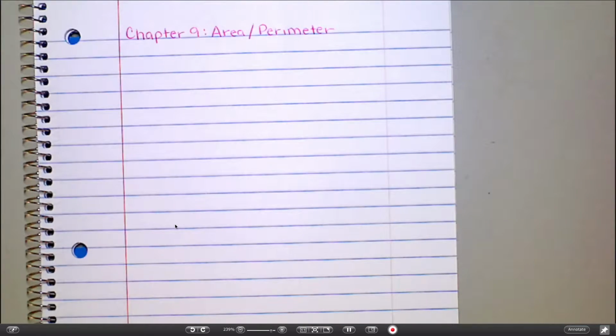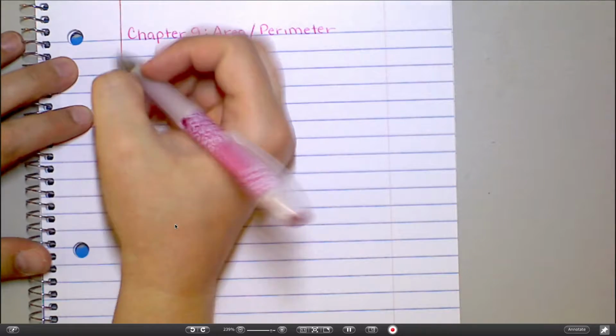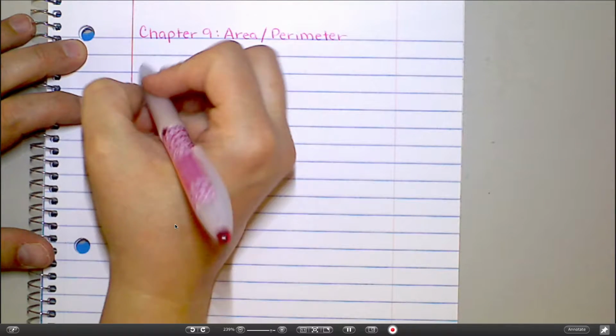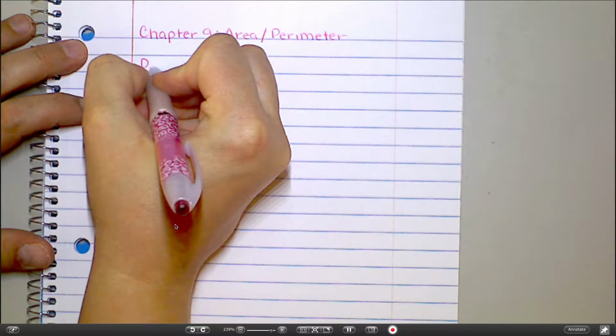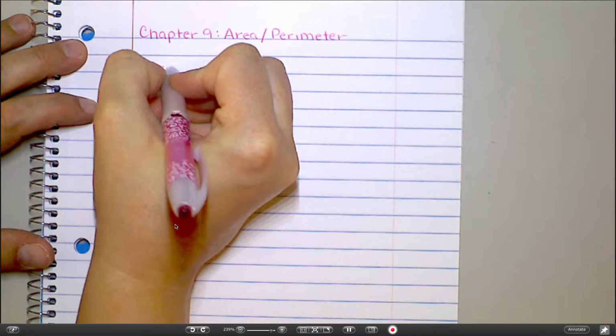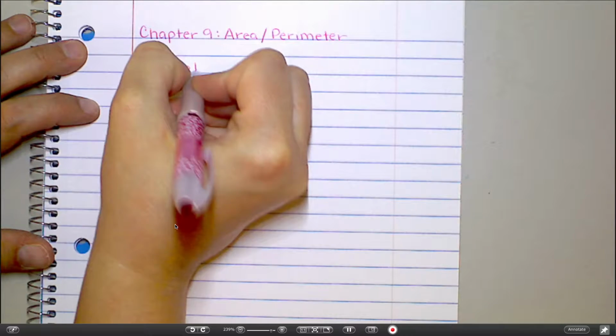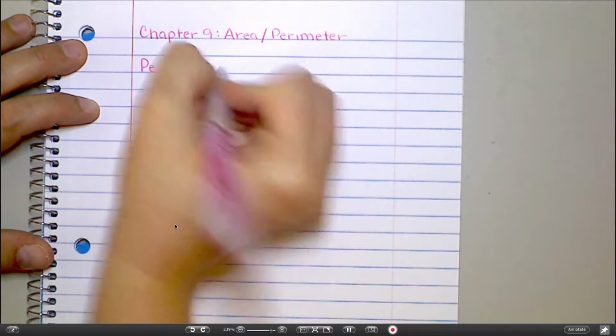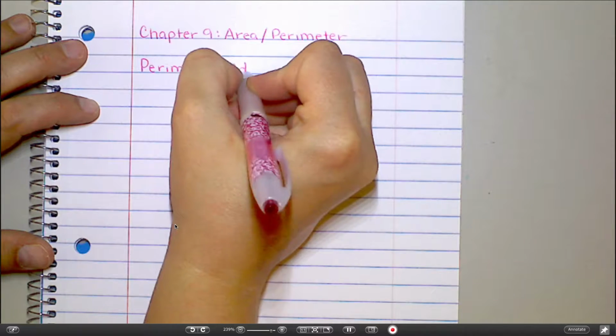Perimeter, because perimeter is probably the easiest. How do you find perimeter of anything? Say it again, Darian. Add up all the sides. Yep, perimeter. You're going to add up the sides.